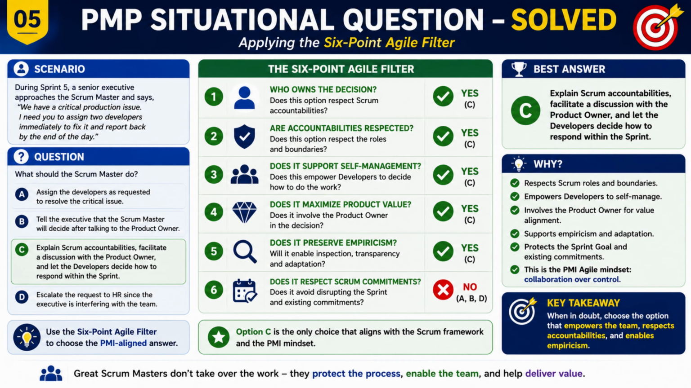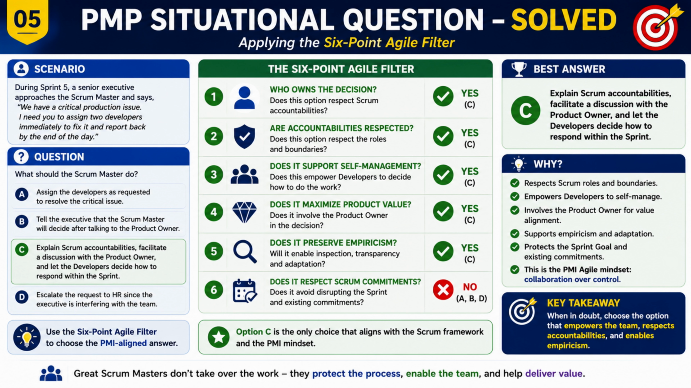Now let's evaluate the options. Option A is incorrect because it has the Scrum Master assigning developers directly. Option B is also incorrect because it suggests the Scrum Master, not the Scrum team, will decide what happens. Option D overreacts by escalating the issue to human resources. This is a product and delivery discussion, not a personnel issue. That leaves option C. The Scrum Master explains Scrum Accountabilities, facilitates a discussion with the product owner, and allows the developers to determine how to respond within the sprint.